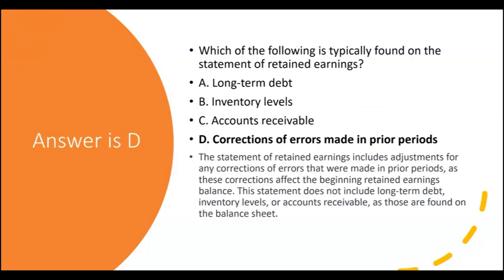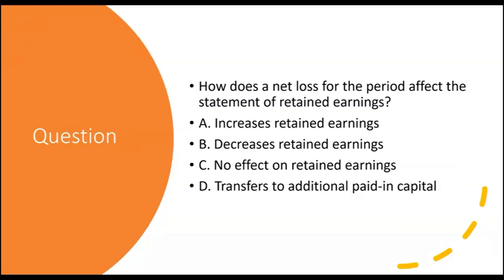The statement of retained earnings includes adjustments for any corrections of errors that were made in prior periods, as these corrections affect the beginning retained earnings balance. The retained earnings statement does not include long-term debt, inventory levels, or accounts receivable because those are found on the balance sheet. All right, how does a net loss for the period affect the statement of retained earnings?